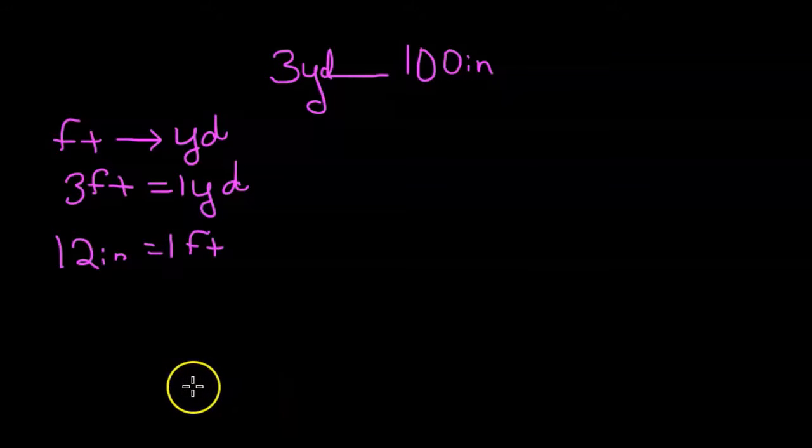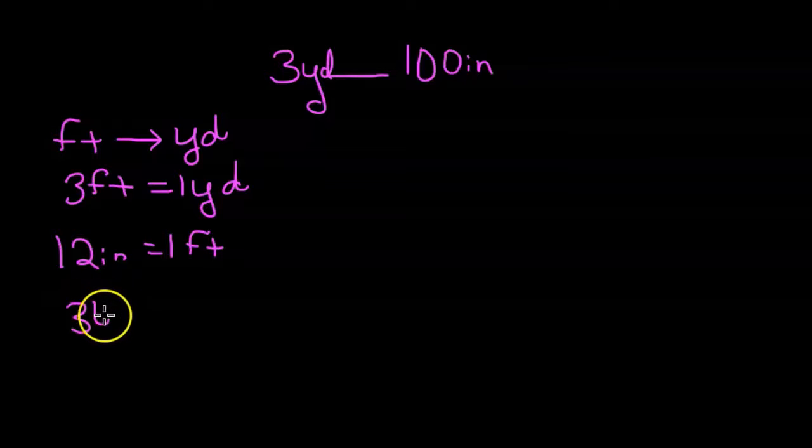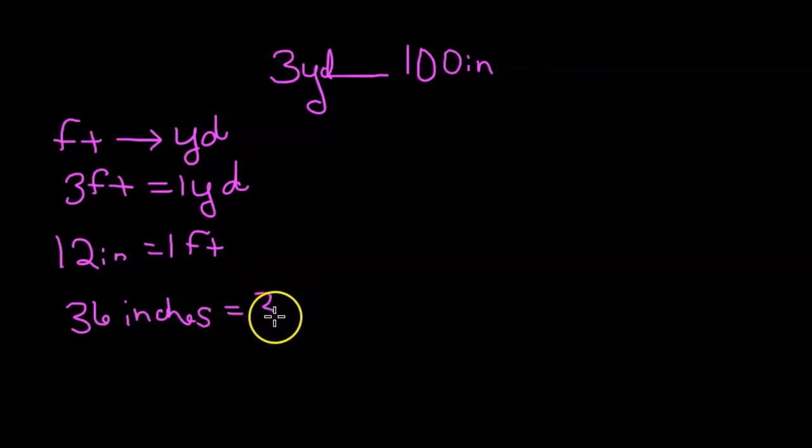All right, well, so how many inches would then be in 3 feet? Well, I would multiply 12 times 3 to find out, right? So 12 times 3 is 36. So there are 36 inches in 3 feet. Okay? And I know that 3 feet equal 1 yard.